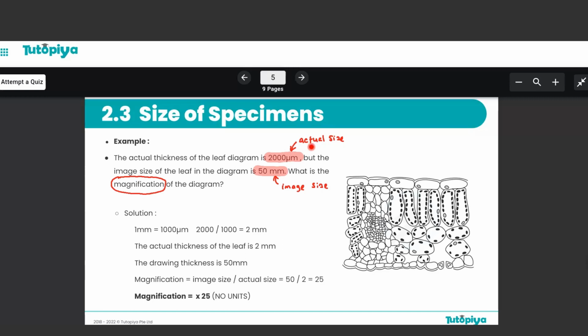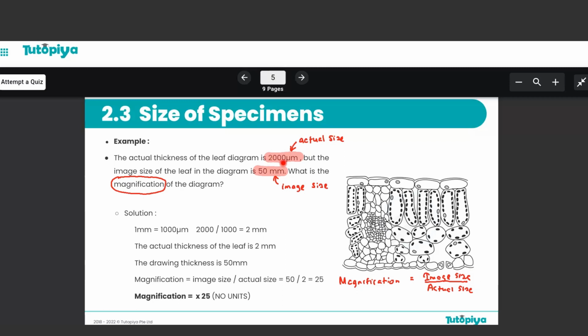They've given us the actual size and the image size, and they're asking us to work out the magnification. So we know the magnification formula: magnification equals image size divided by actual size. We know the image size and the actual size, so we can work out our magnification. But before we do this, there's something important you need to notice.